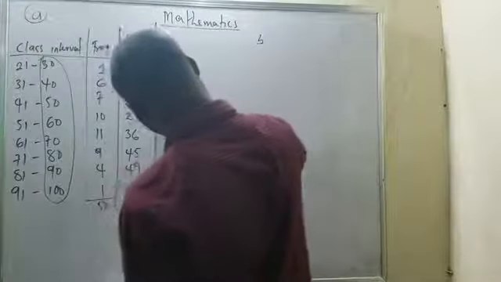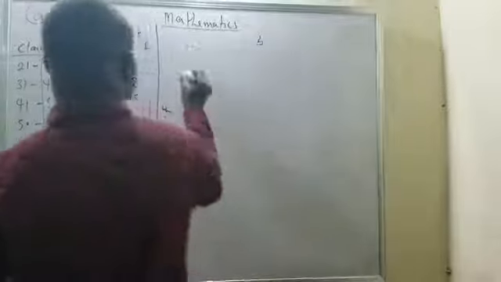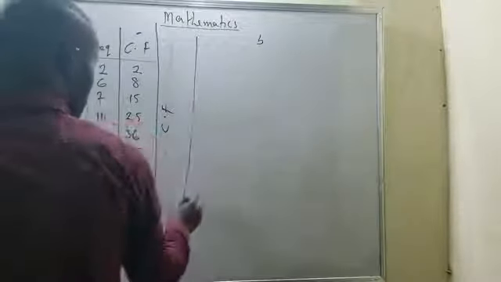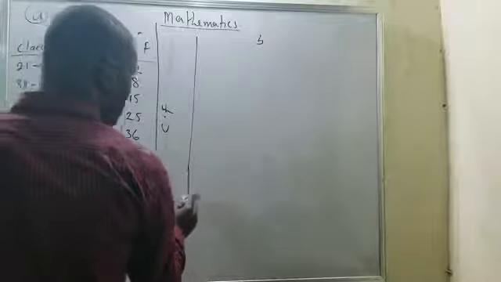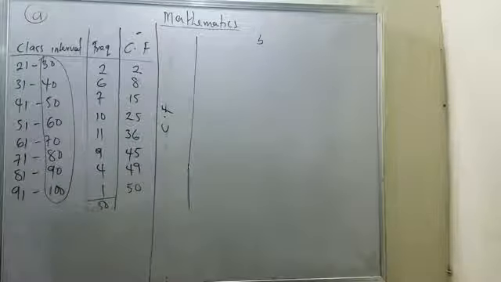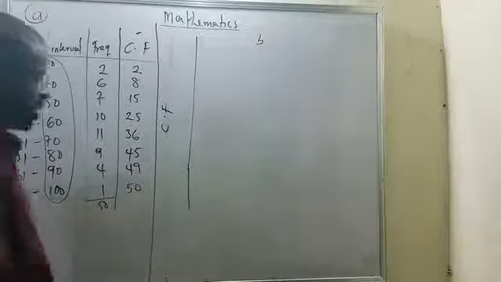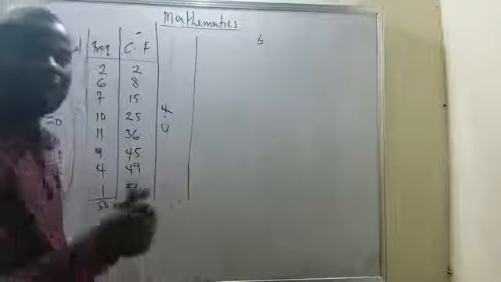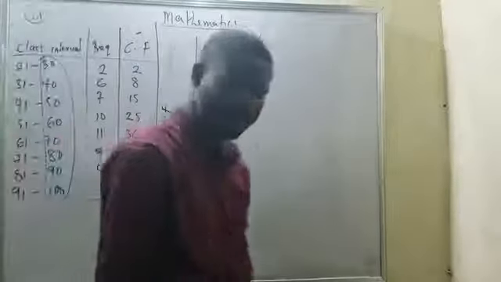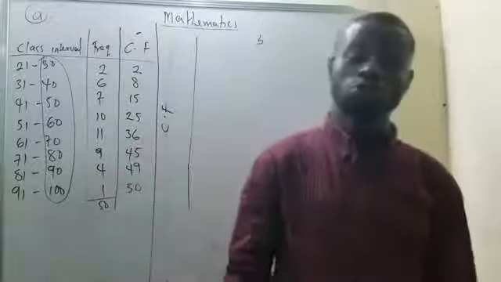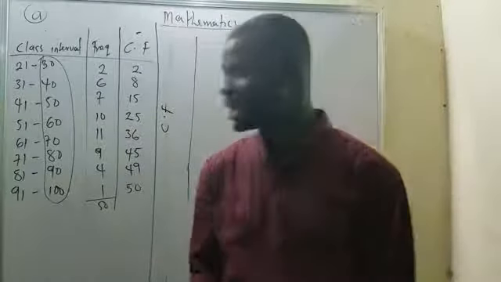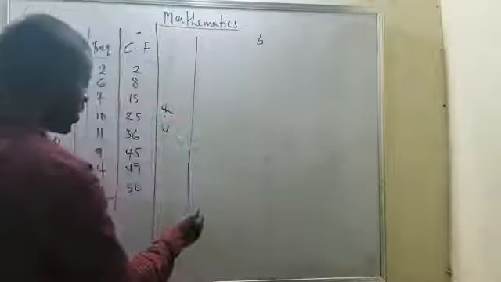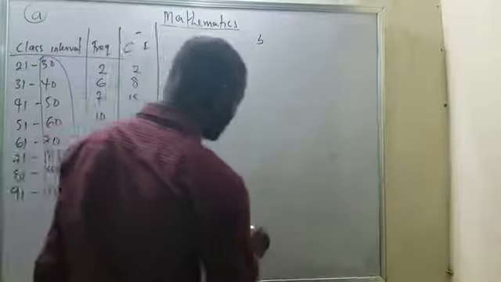Cumulative frequency. This is supposed to be on a graph board, but you can manage here. If you are working along with your graph, the first thing you do is pick a suitable scale. A very suitable scale.